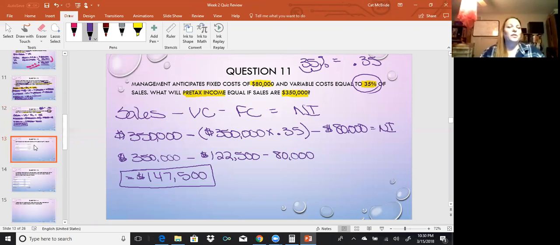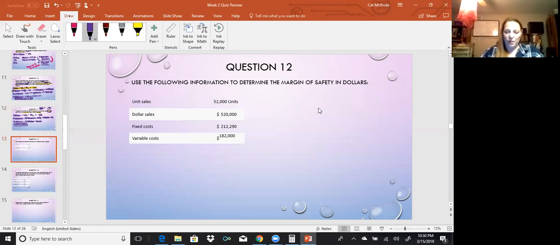Next one, margin of safety. Margin of safety is not hard. The first thing that we have to do is figure out the contribution margin ratio.